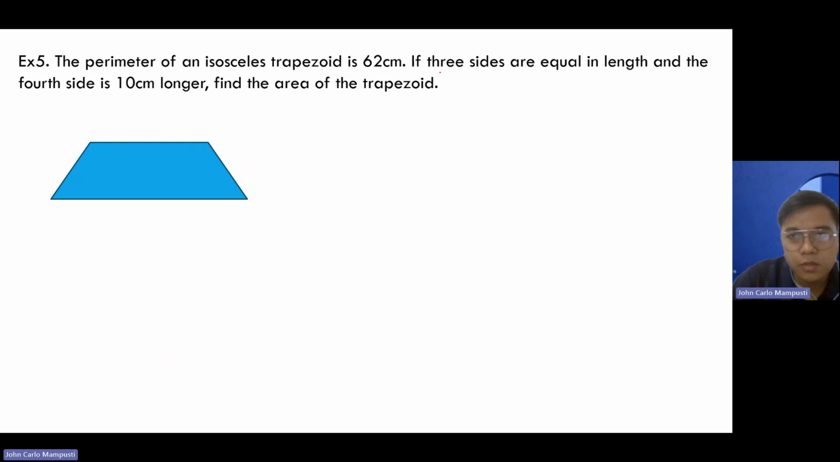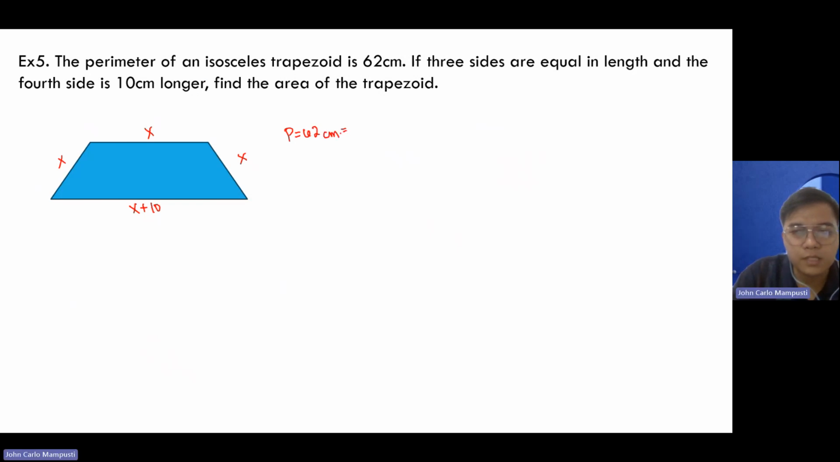So it says here that the three sides are equal. So this is x, and this is also x. The fourth side is the biggest, because it is 10 centimeters longer. So x plus 10. So given our perimeter, which is 62 centimeters.